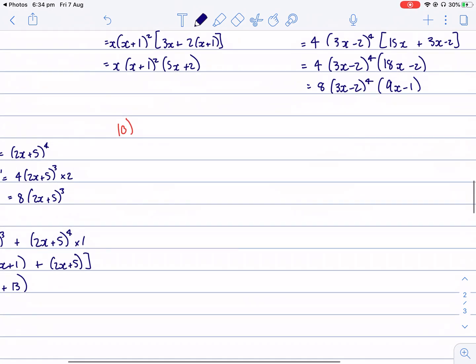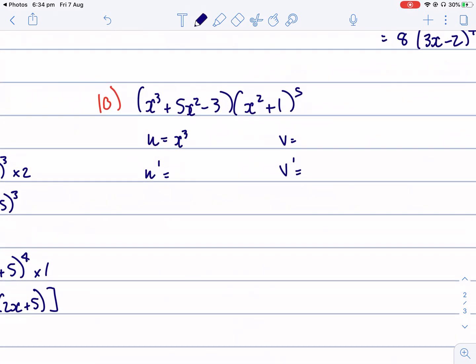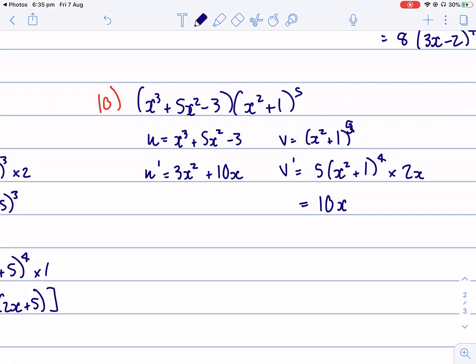We're almost halfway. So we've got (x cubed plus 5x squared take 3) times (x squared plus 1) to the 5. U dash, v dash: u dash is 3x squared plus 10x. (x squared plus 1) to the 5, that's a 5. 5 lots of (x squared plus 1) to the 4 times the derivative of the inside, which is 2x. So I've got 10x (x squared plus 1) to the 4.